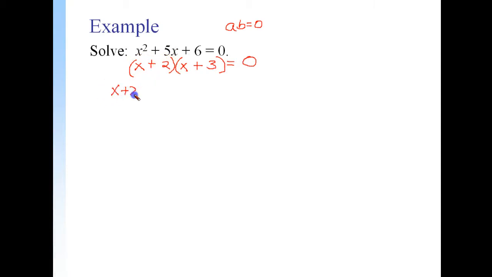X plus 2 equals 0, or x plus 3 equals 0. Now here we're just transposing. X equals -2, x equals -3. Those are our 2 answers. By the way, if we put this in this equation, it makes it a 0. And if we put this in this equation, it makes it a 0.